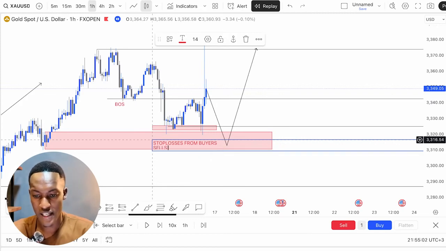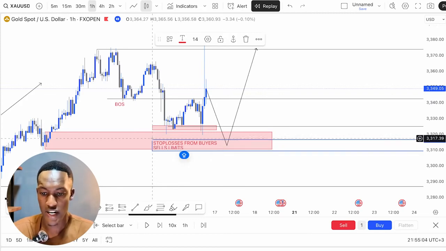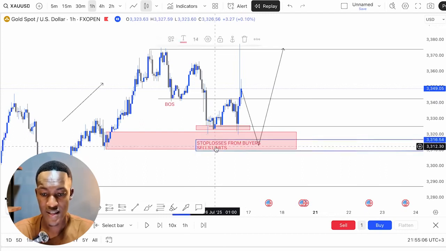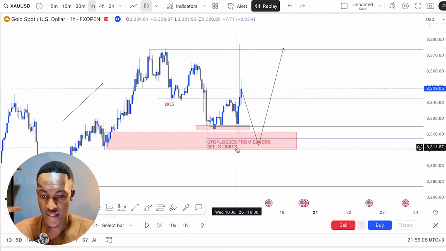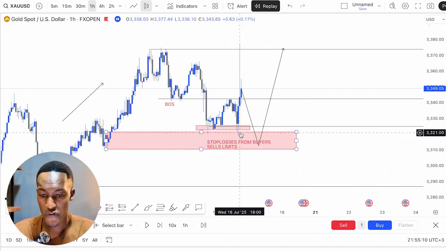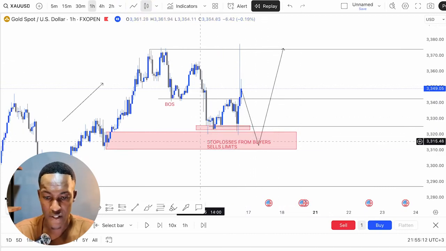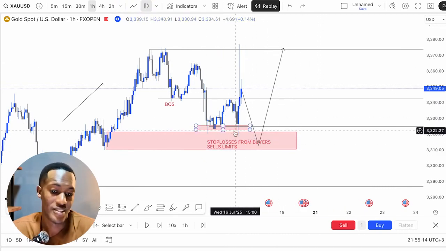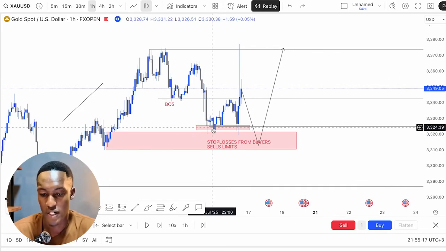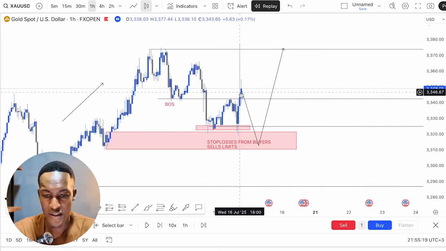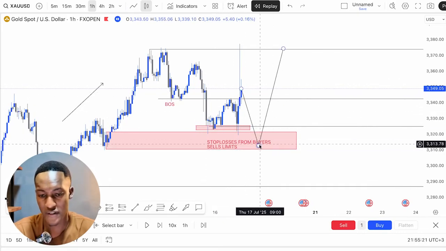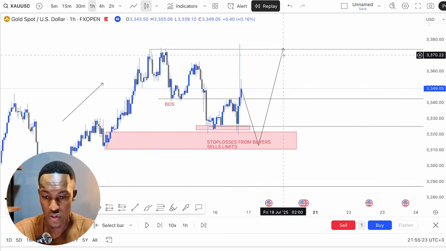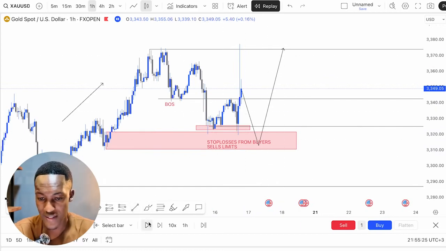Then we also have sell limits. So in other words, there's money here, waiting. We've already had buyers entering, they have their stop losses below here, just in case the price comes down. Now what's happening is the price is going to come, wipe out everything, and then finally push to the upside, okay? Now let's go ahead and see how the price actually performs.